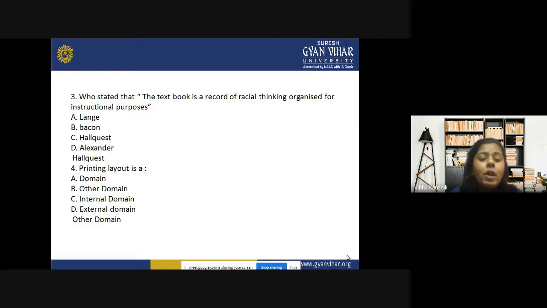Now the fourth one, printing layout is, what do you know about the printing layout? Options are A, domain, B, other domain, C, internal domain, or D, external domain. So these are the options and you have to select the correct answer, and the correct answer will be option B, that is other domain.